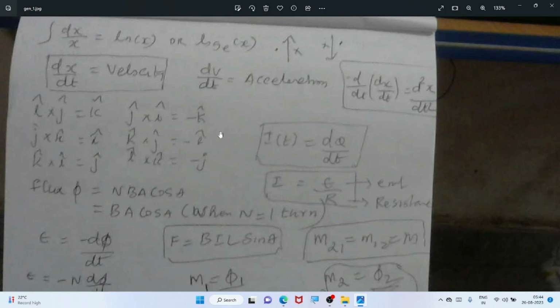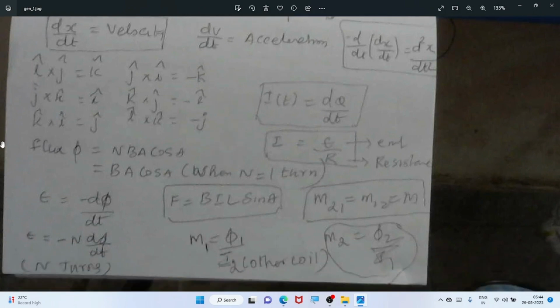The current is the rate of change of the charge. This is also expressed in terms of EMF divided by the resistance. The magnetic flux is NBA cos theta. N is the number of turns of the coil. When N equals 1, it becomes BA cos theta. This is the force on a current carrying conductor, BIL sin theta.